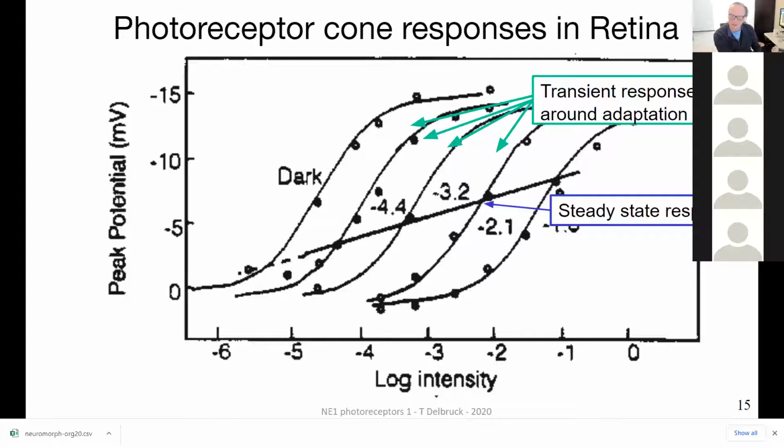You see why it makes sense to do that? Because it makes you sensitive to small changes around some operating point. And so we know how to build photoreceptors like that. In fact, in some ways the DPS is a little bit like that, because it always adapts itself and memorizes the most recent intensity.